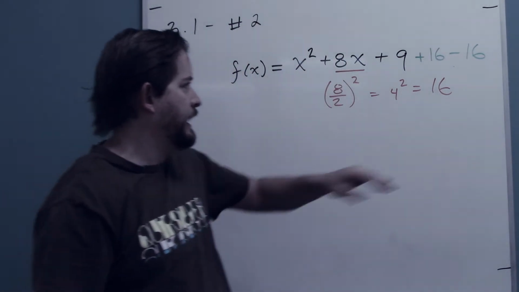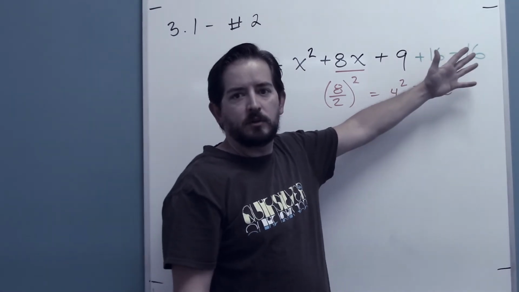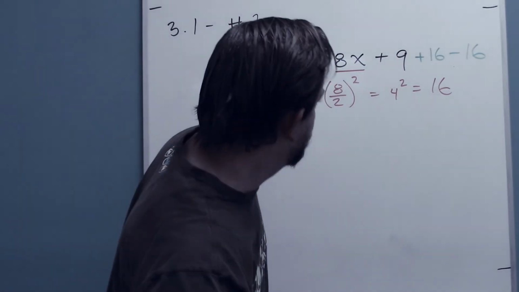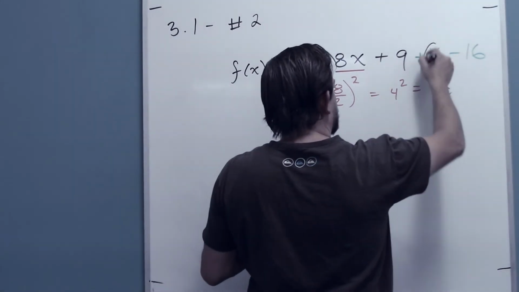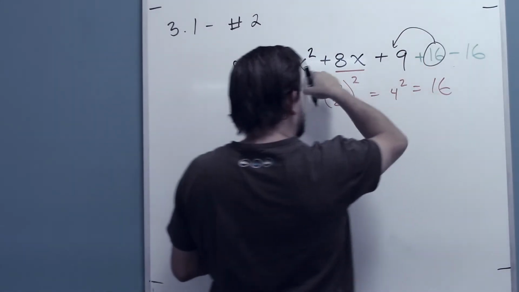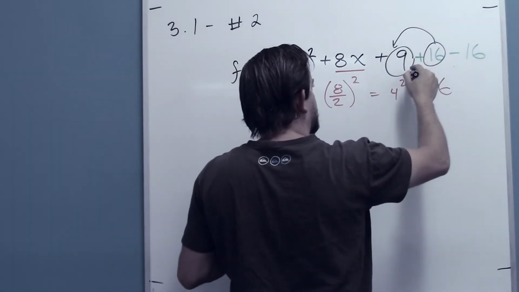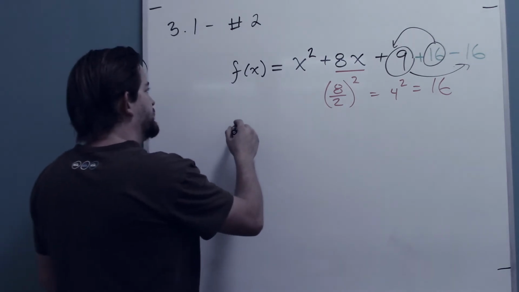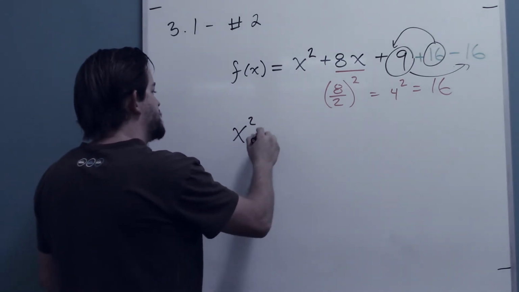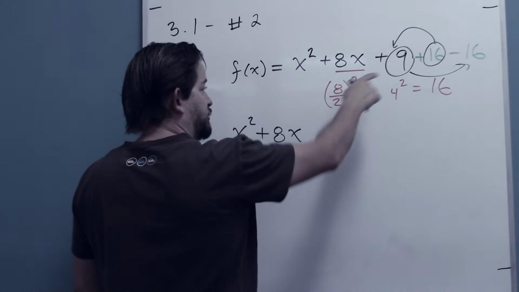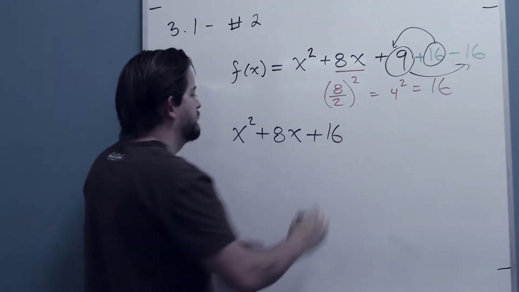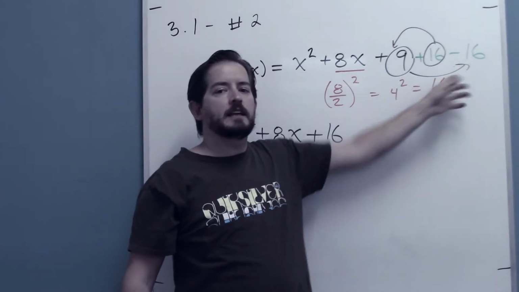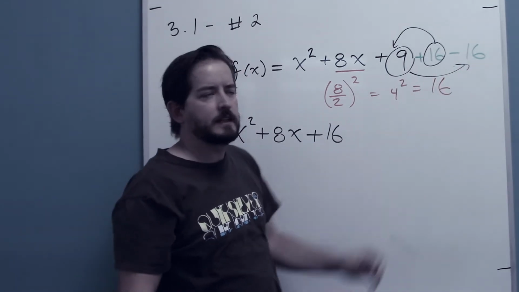And as long as I add 0, then I'm okay, I don't change anything. But I'm going to regroup this a little bit. I want this 16 to be part of this trinomial, so I'm going to take this 9 and this negative 16 and combine them and just move it off to the side. So that is to say I have x squared plus 8x plus 16, right? This guy, and this guy. And then this 9 and negative 16 I'm going to combine just kind of over here to the side.